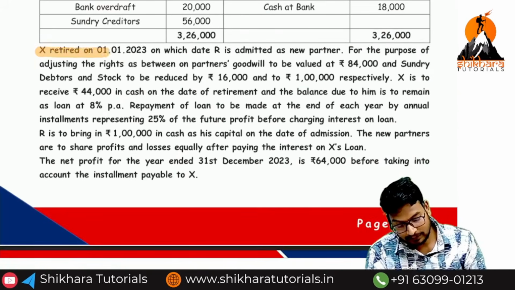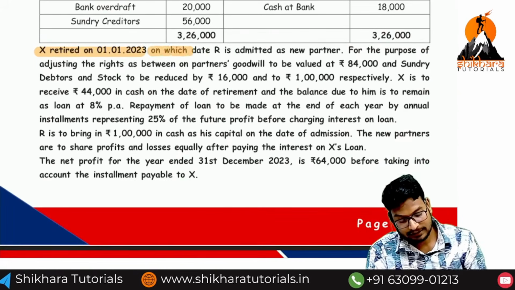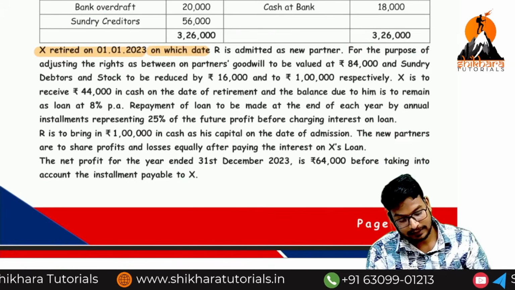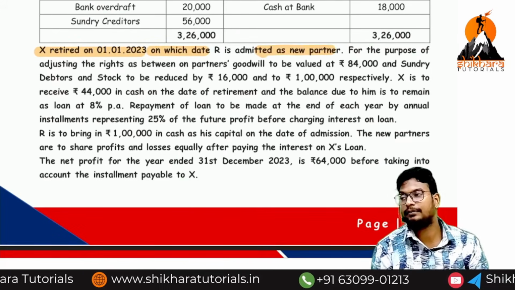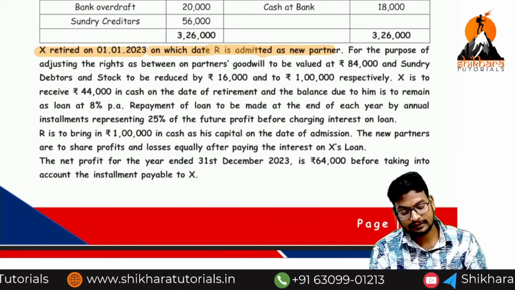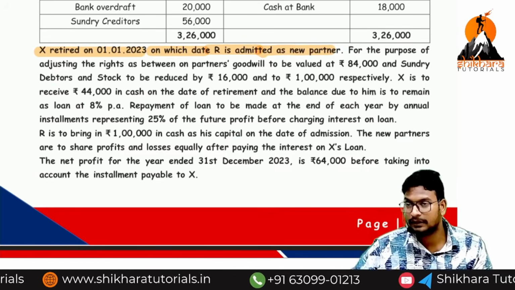So X retired on 1/1/2023. On which date R is admitted as a new partner. What is the meaning of this one? By way of seeing this sentence, we can understand admission cum retirement.